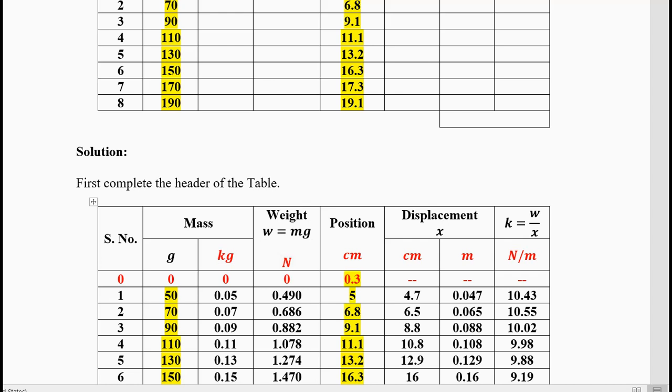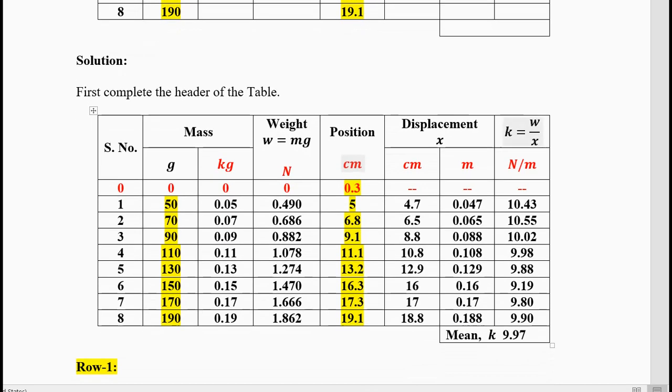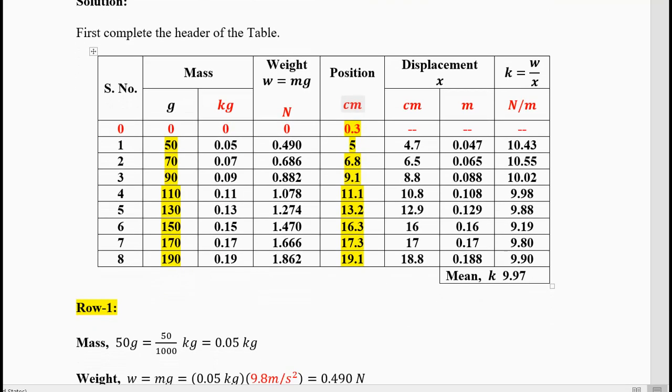Then the position is given in centimeters. Now we have to calculate the displacement in centimeters and then convert it into meters by dividing by 100. Then K equal to W by X. W is here and X is here in meters, and the unit for displacement is meter, the unit for weight is Newton, so unit for the spring constant K is Newton per meter.